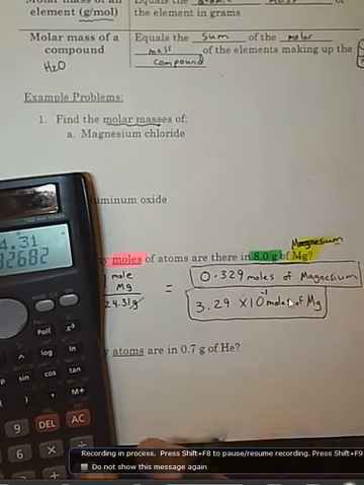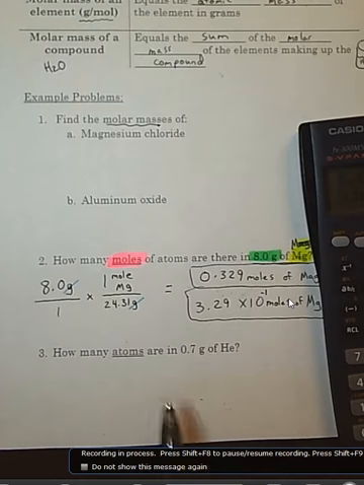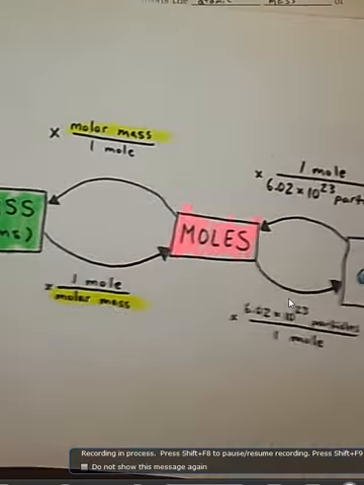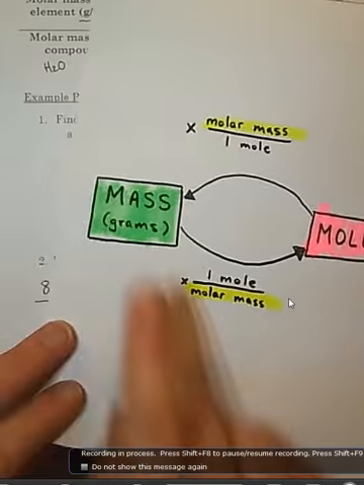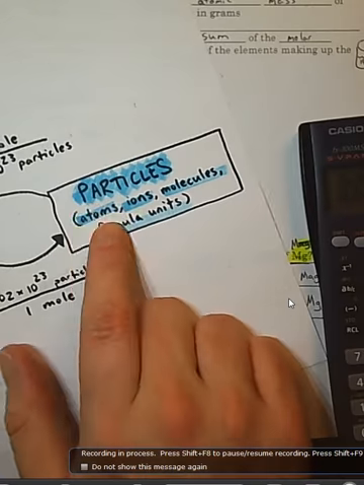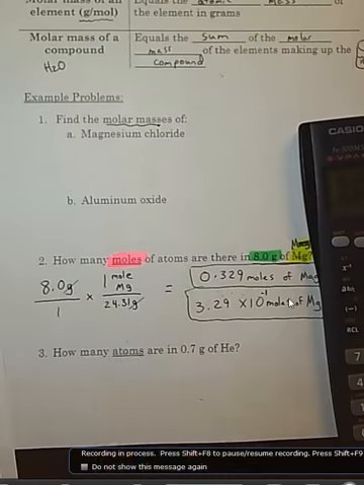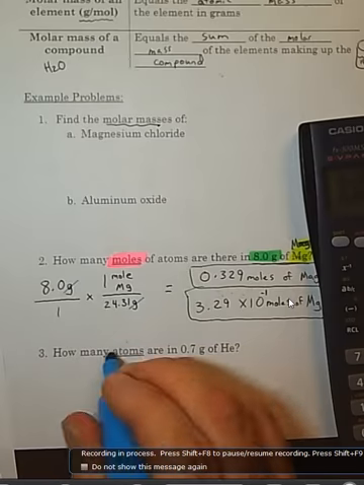Okay, let's do another problem. Okay, so down here, let's do number 3. How many atoms are in 0.7 grams of helium? Okay, so for atoms, if we find this on our sheet, we have mass, we have molar mass, we have moles, we have atoms. Blue is the one we're going from. Okay, we want to know how many atoms.